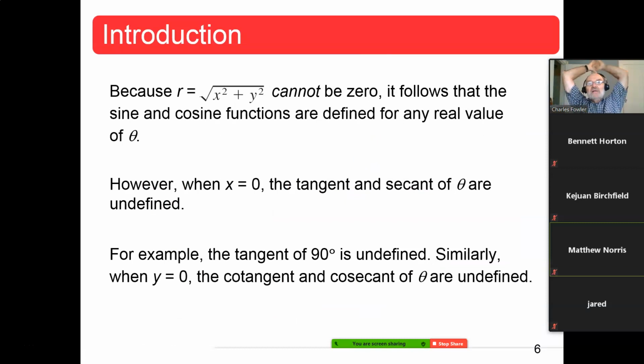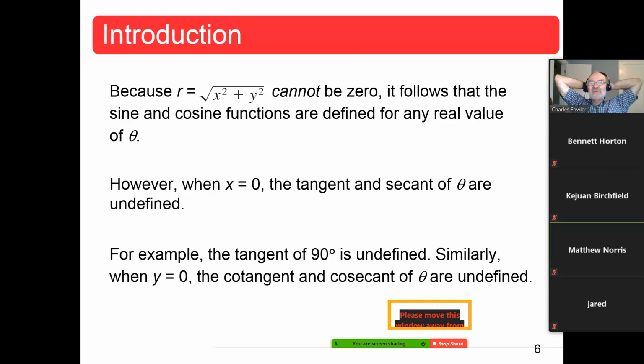That r is the square root of x squared plus y squared, unless you're at the origin where x and y are both 0, then r would be 0, but of course you don't have an angle then. You're not in any of the quadrants, so that won't be the case. R is always positive. It cannot be 0, always positive.